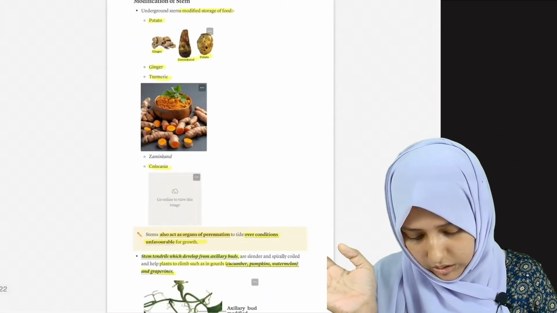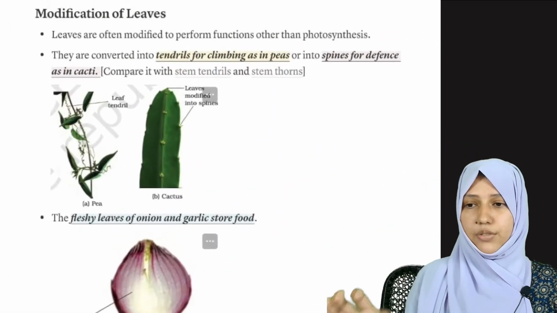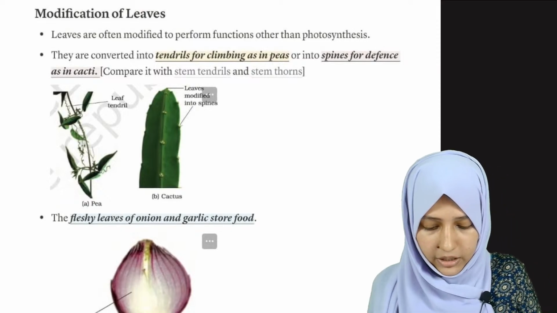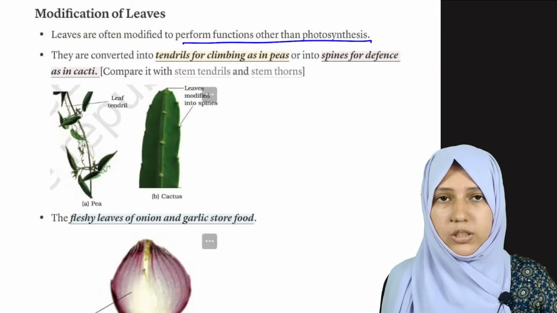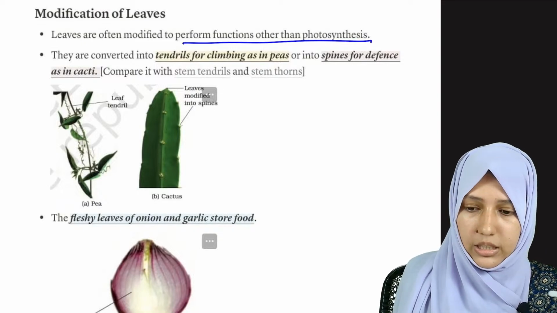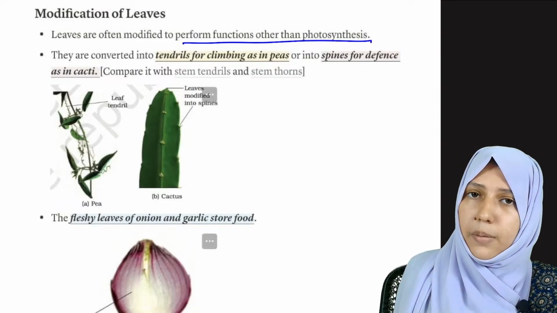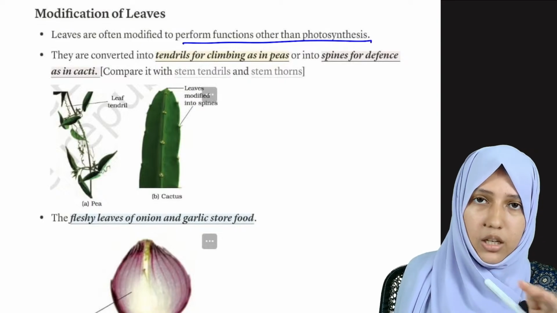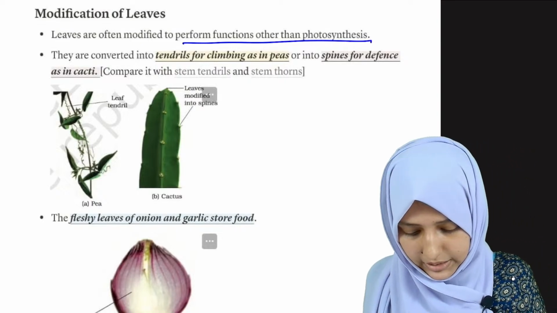Now coming to modification of leaves. Leaves are modified to perform functions other than photosynthesis. The main function of a leaf is performing photosynthesis, but when leaves are modified to perform other functions, they are modifications of leaves. Now let's see what they are.